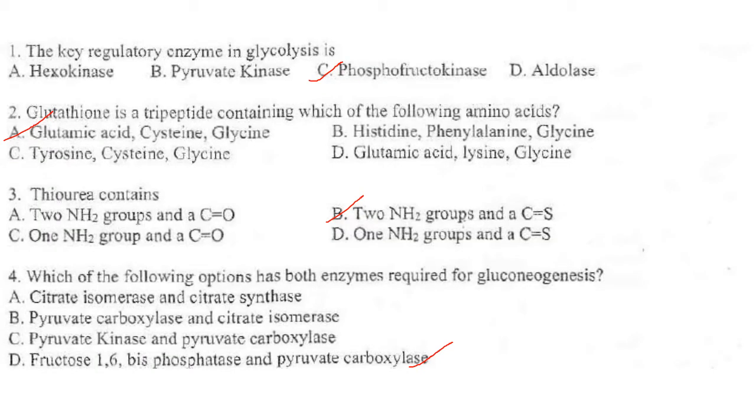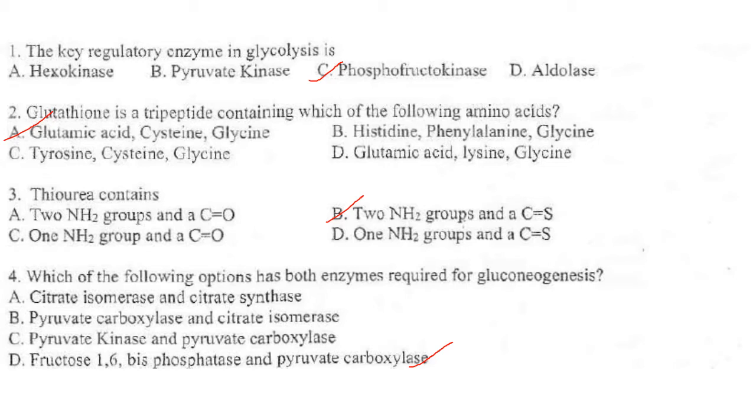So coming to the first question. The key regulatory enzyme in glycolysis is phosphofructokinase. Answer is option C. Then glutathione is a tripeptide containing which of the following amino acids? It is glutamic acid, cysteine and glycine. Answer is option A.